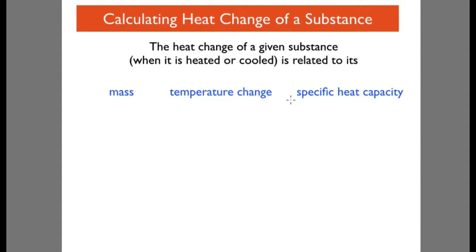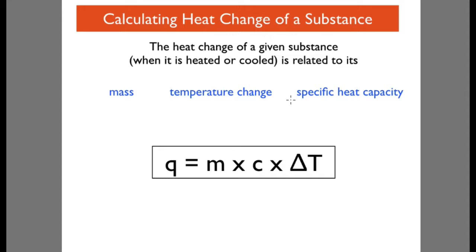Calculating the heat change of a substance. The heat change of a given substance when it's heated or cooled is related to its mass, its temperature change, and its specific heat capacity. Let's have a look at this equation. Q equals M times C times delta T. What does this mean? Well, Q is the heat change measured in joules. M is the mass in grams.